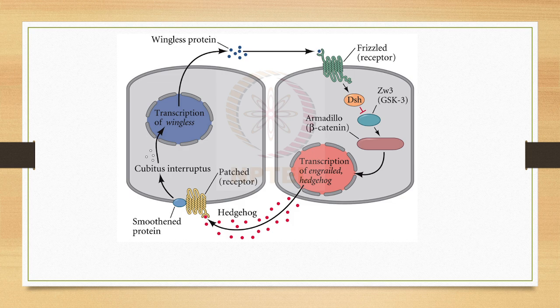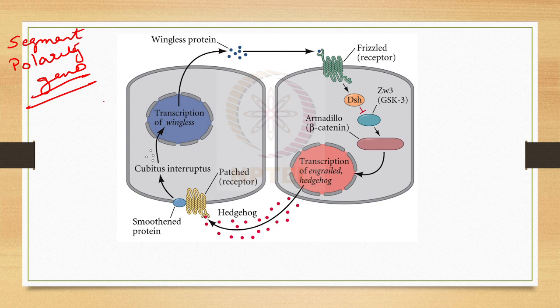So basically, we are talking about segment polarity genes. After this question, I'll briefly explain the different genes, that means the gap genes, pair rule, segment polarity, and all that, because these are the basics for Drosophila axis development.